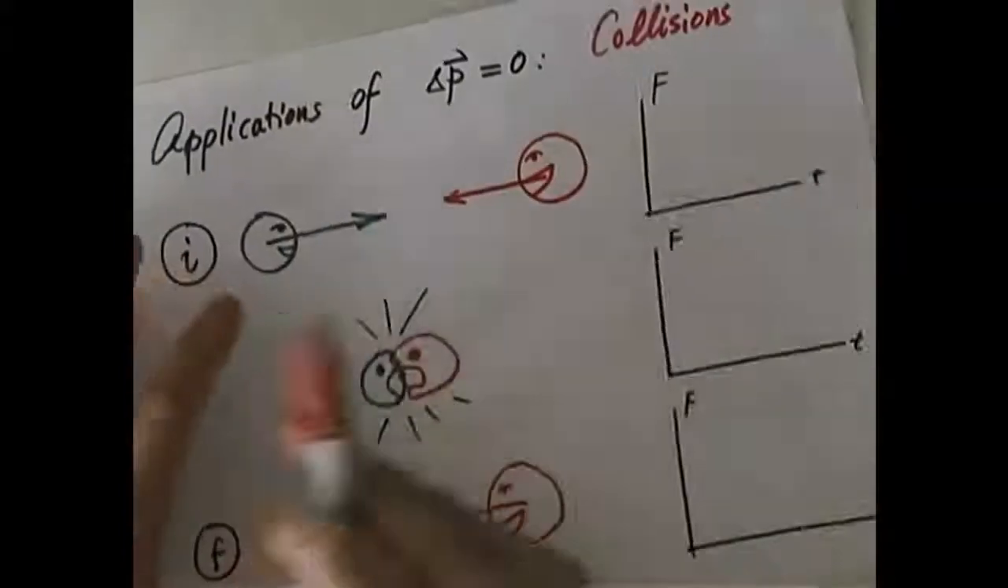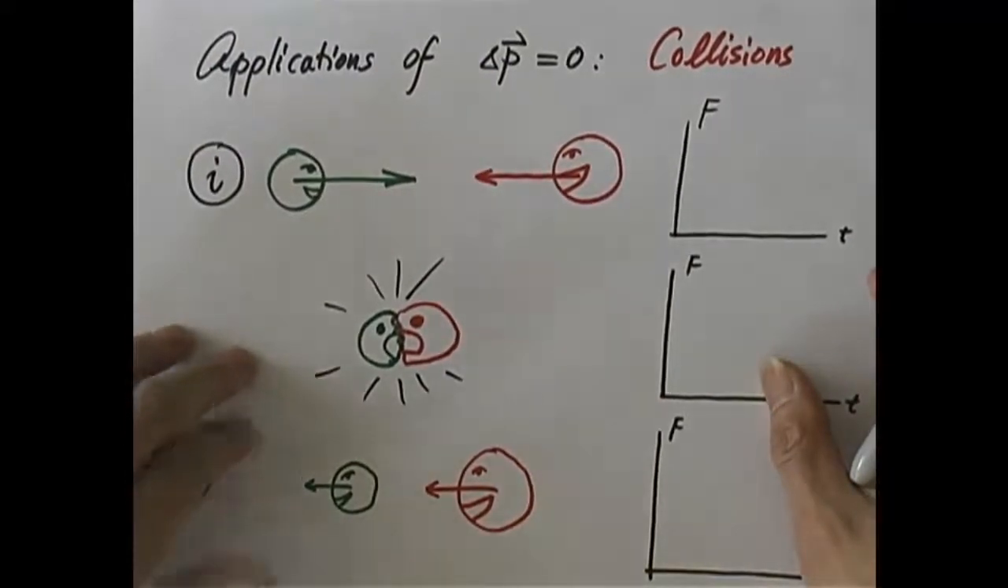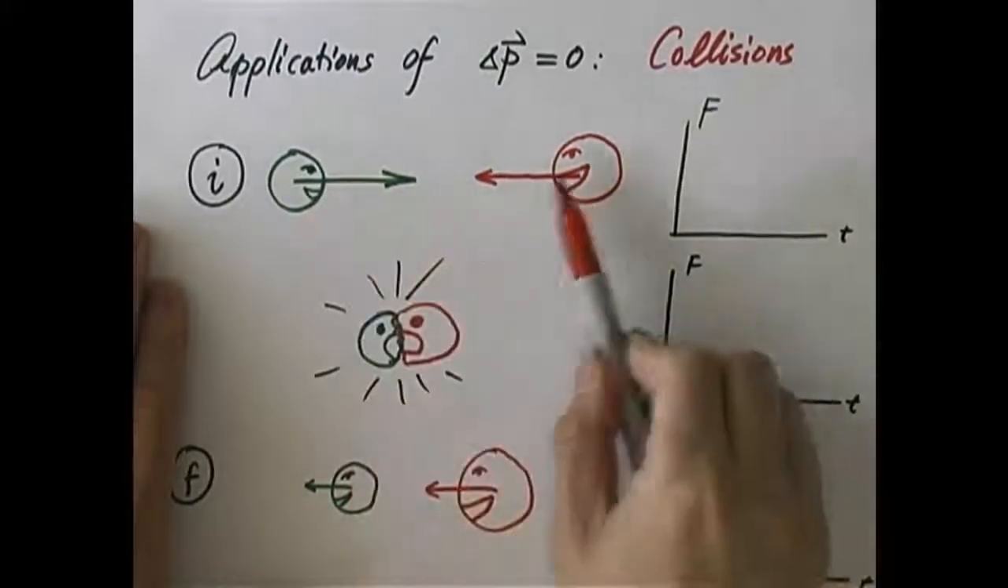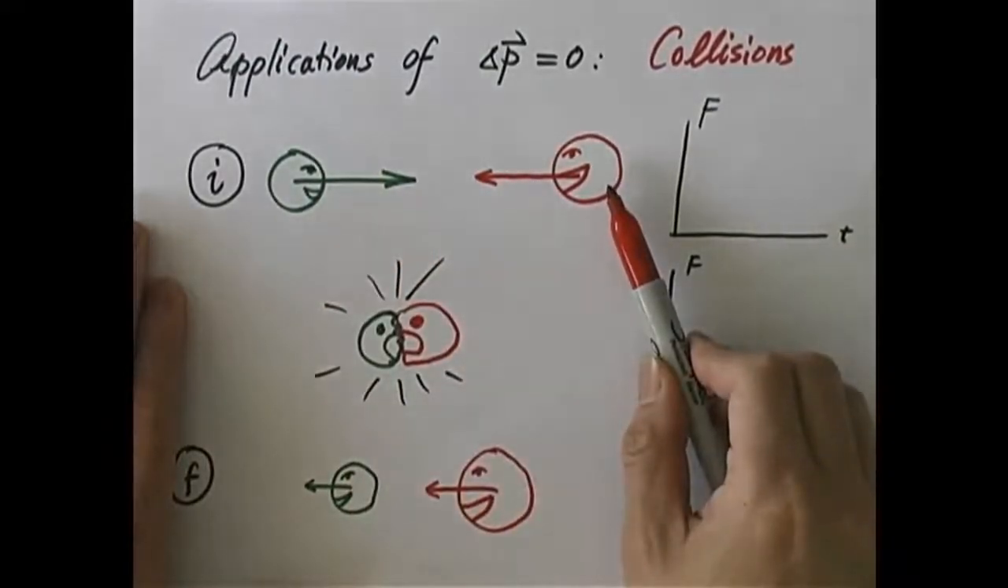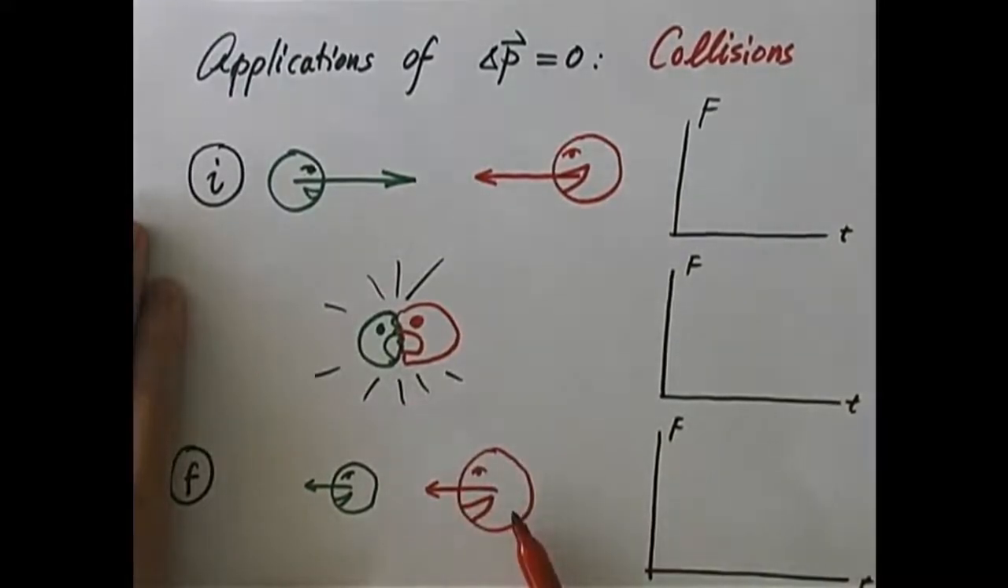So let's look at how we apply conservation of linear momentum in the case of a collision. Let's look at these two objects in a collision, a green one and a red one. They make an impact and they go their separate ways after that.